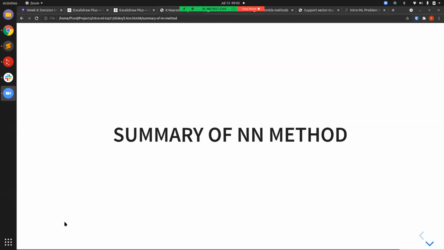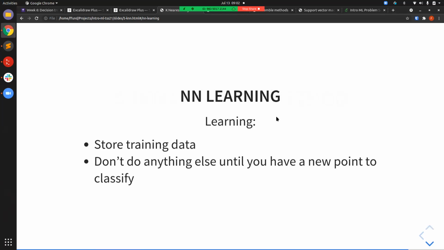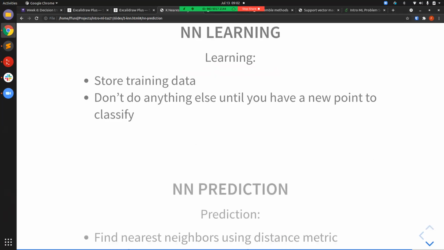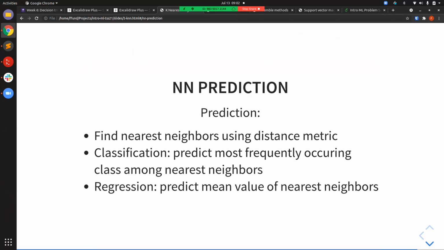So we left off last week with a discussion of nearest neighbors. And we said the general idea was that you store some training data. Then when you have to classify a new point, you search through the training data and find the nearest neighbors using some distance metric of your choice. Then if you're doing classification, you can predict the most frequently occurring classes among the nearest neighbors. If you're doing regression, you can predict the mean value of the nearest neighbors.